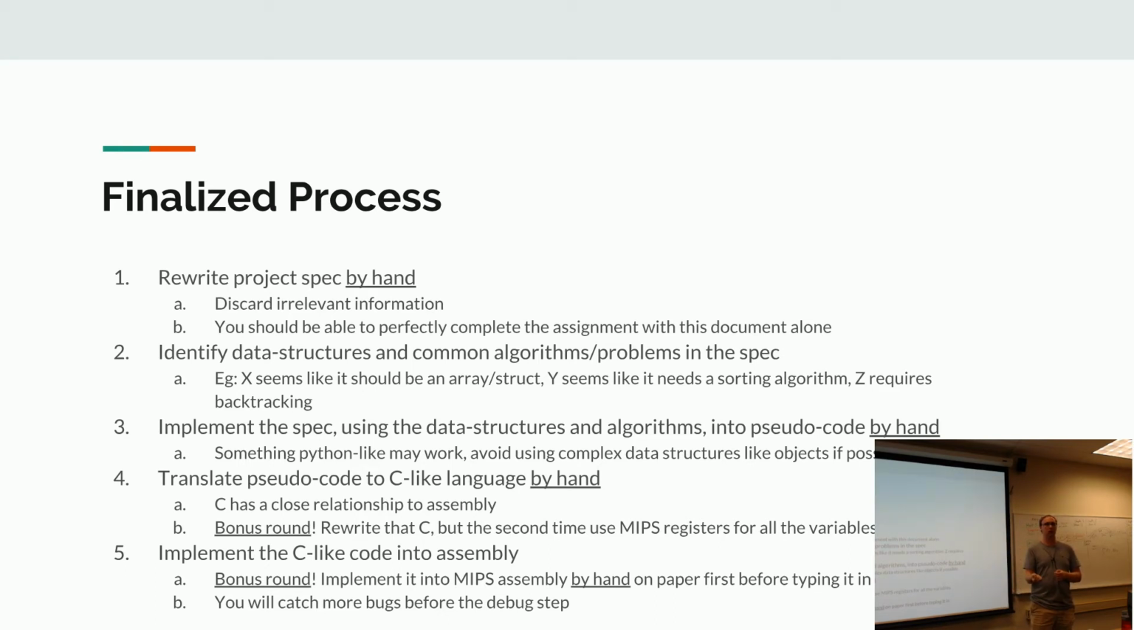Another thing I always did was rewrite the C so that all the variables became MIPS registers. This allowed me to more thoroughly define the steps I was going to take, so I wouldn't have to be substituting variables in my head all day long. It was just right there, and I could walk through and implement each line of the C in assembly, which is the last step. If you want a bonus round, you can write it out by hand on paper. I did that, and I would catch bugs that I didn't catch the first time around.